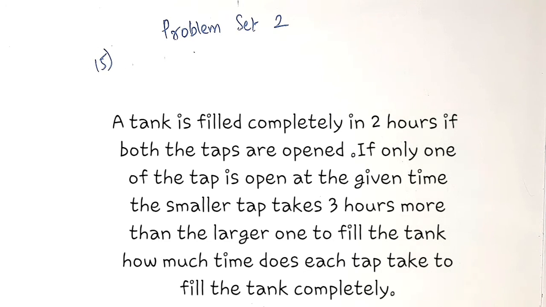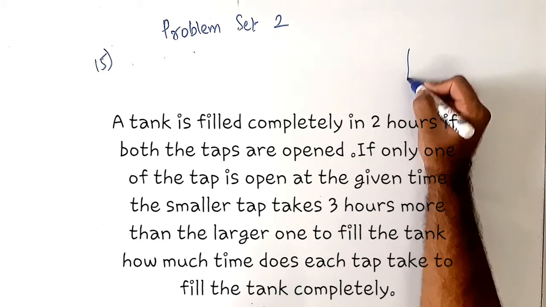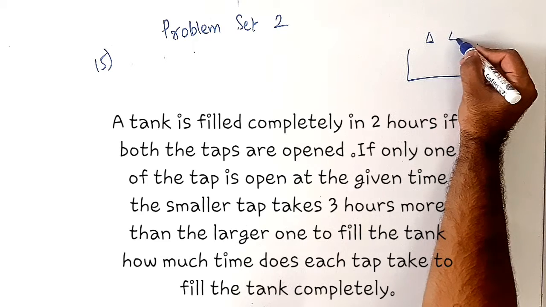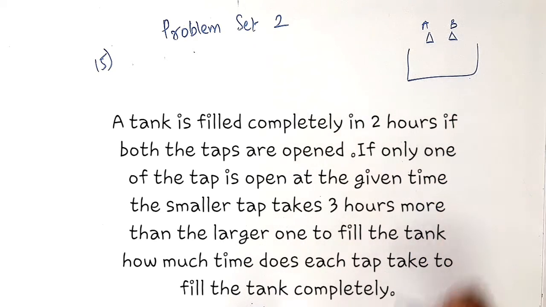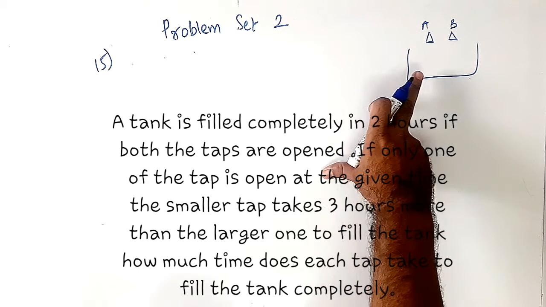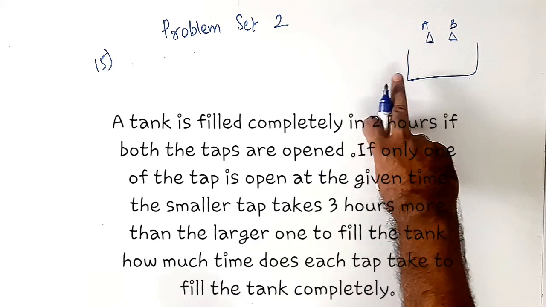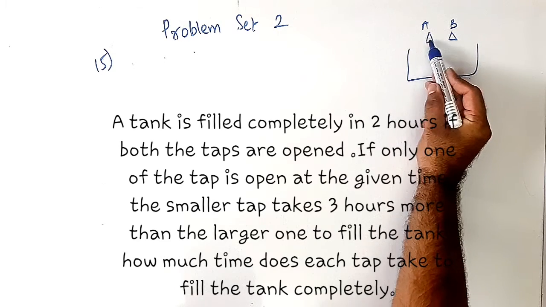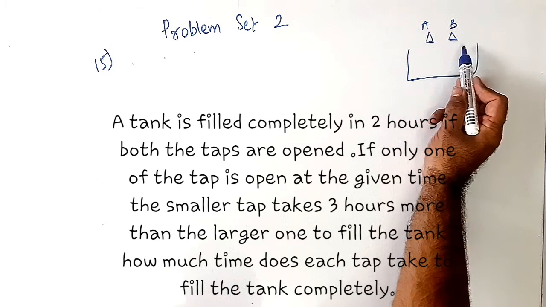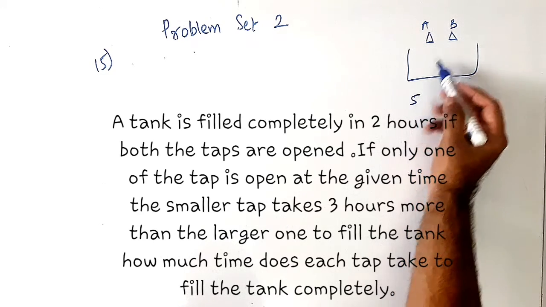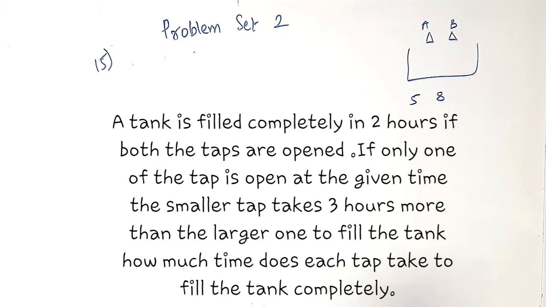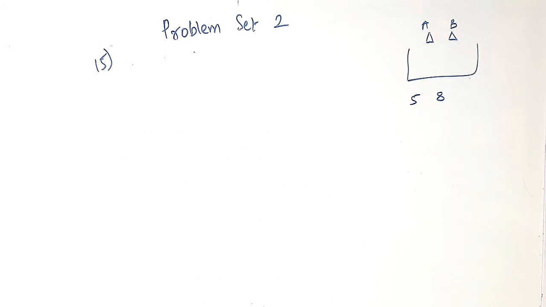Now see what is the difference here. There is a tank and there are two taps. Let us say tap A and tap B. The given condition is if one of the tap is open, the smaller tap takes 3 hours more. Suppose this tap fills the tank completely in 5 hours. So B will take 8 hours. It will take 3 hours more. So how much time does each tap take to fill the tank completely?